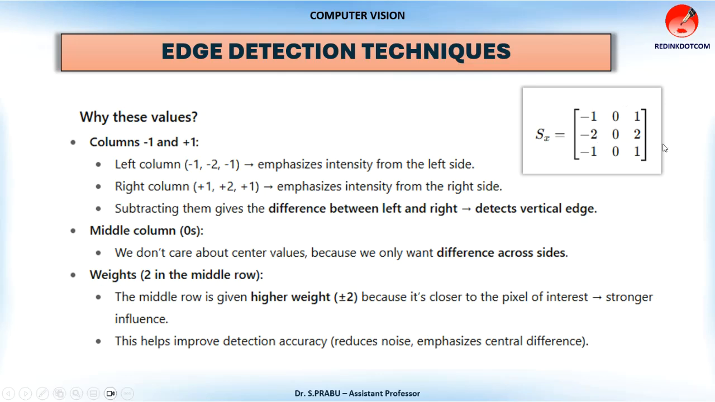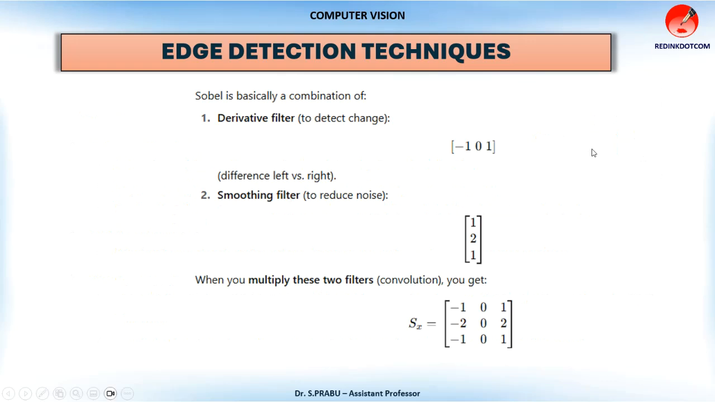And also the middle row is given higher weights like -2 and +2 since it is closer to the pixels we are analyzing. This makes its influence stronger and helps reduce noise while improving edge detection accuracy. And one more reason: the Sobel is basically a combination of a derivative filter as well as a smoothing filter. The derivative filter identifies the difference from left to right and the smoothing filter has the higher value at the center. So the combination of these two looks like this.